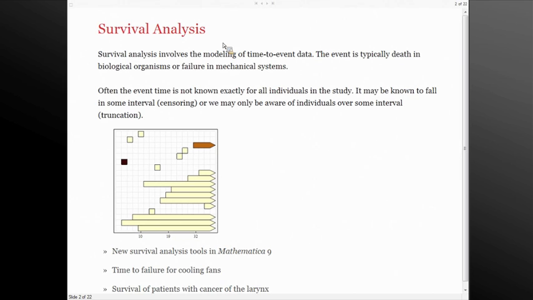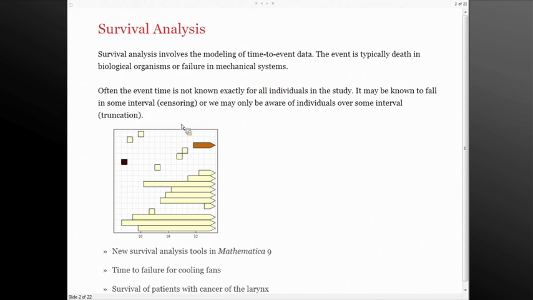Oftentimes, for the event that we're interested in, the exact time that it happens isn't exactly known to us. So we might only know that the event happens on some interval. In that case, we would have what's called censoring. Or we might only be aware of individuals over some particular interval. And in that case, we have what's called truncation. So there's this special data for survival analysis, and we need ways to handle that.